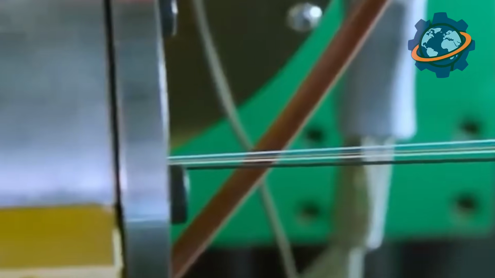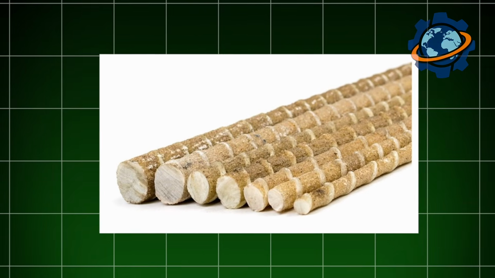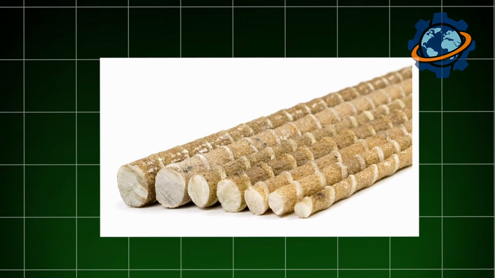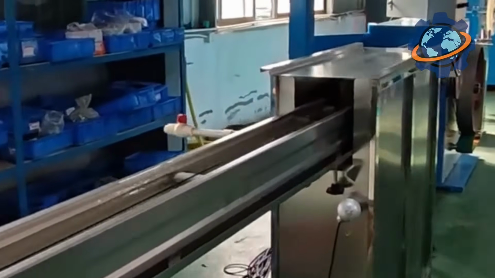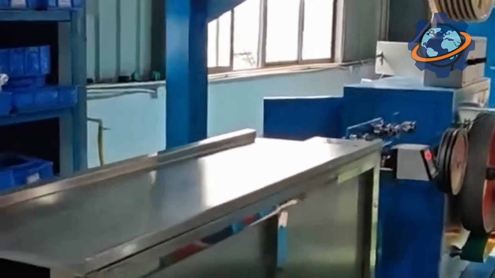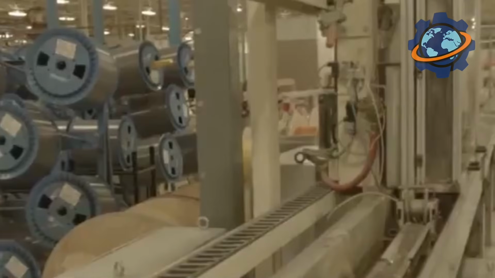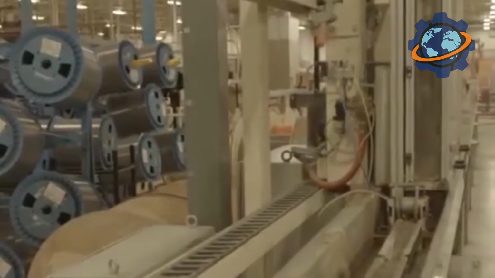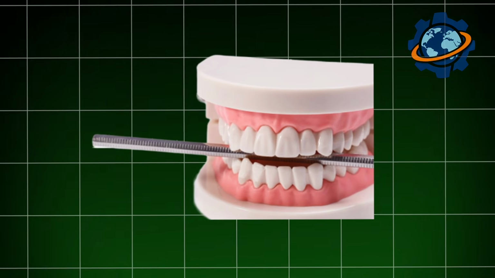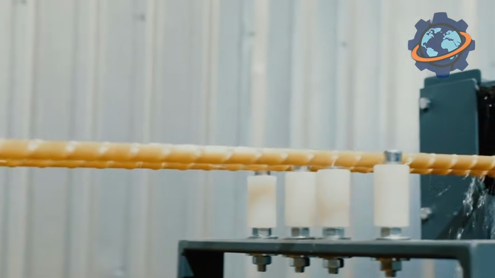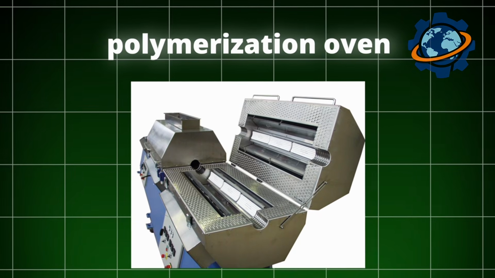Immediately after exiting the die, while the rod is still hot and soft, a special strand of the same fiberglass is wound around it. A thin, resin-saturated thread is wound in a spiral on the surface of the rod, creating a relief pattern. Sometimes, for even better adhesion, fine quartz sand is sprinkled onto the sticky surface, which adheres permanently to the resin. Now, our rebar has not only strength, but also teeth with which it will hold onto the concrete. The formed and wrapped rod enters the longest part of the machine, the curing tunnel, or polymerization oven.